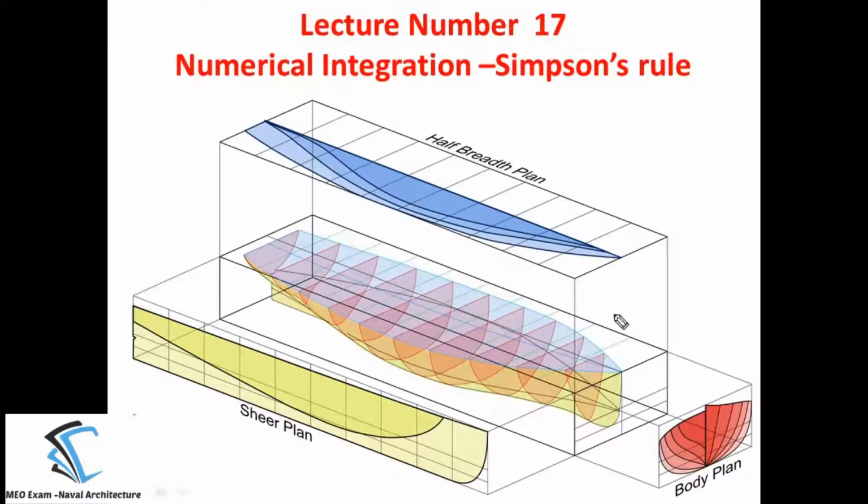Hello everyone, this is lecture number 17 of the lecture series of Naval Architecture made for the MEO examination. In this lecture, we will continue with the numericals on the Simpson's Rule.